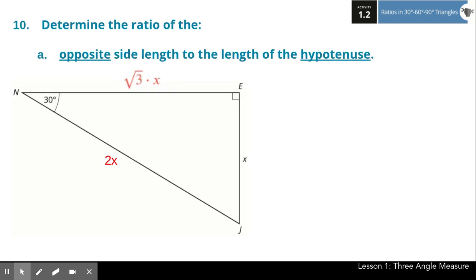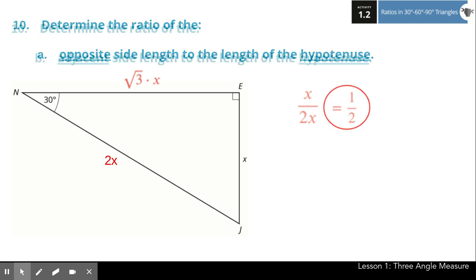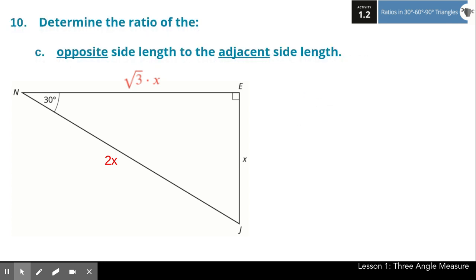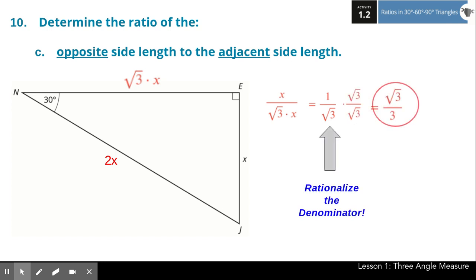So question 10, this is the last one. Determine the ratio of the opposite side length to the length of the hypotenuse. So opposite over hypotenuse would give you 1/2. And then let's do the adjacent. Adjacent side over hypotenuse, radical 3 times x over 2x. That would give you radical 3 over 2. And then determine the opposite side length to the adjacent. We've got x over radical 3 times x. So simplify that, rationalize the denominator, and we get radical 3 over 3. So pause and get that into your workbook.